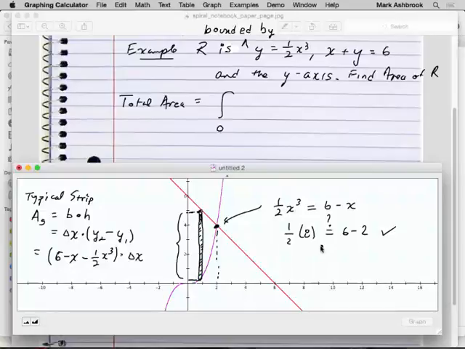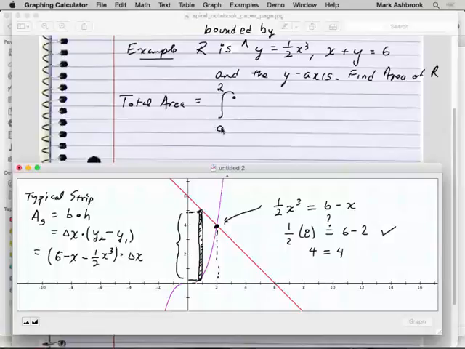Because we're not really into solving cubics. Maybe you are. But since we suspected it was 2, there's nothing wrong. We'll just do a quick check of it, and boom, it works. So that value is x equals 2. So we're going to integrate from 0 to 2.